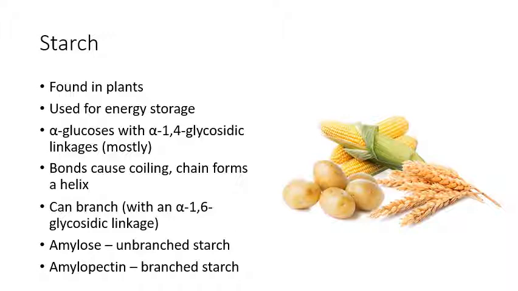And we have two basic types of starch depending on if they're branched or not. So amylose is starch that is not branched, so it has only the alpha-1,4 glycosidic linkages, and amylopectin is branched starch, which means that it has mostly the alpha-1,4 glycosidic linkages, but it also has some of the alpha-1,6 glycosidic linkages, which would be introducing branches.